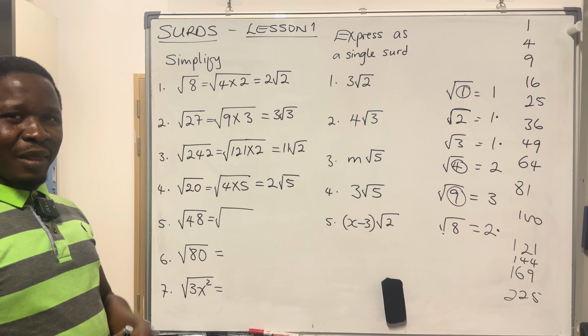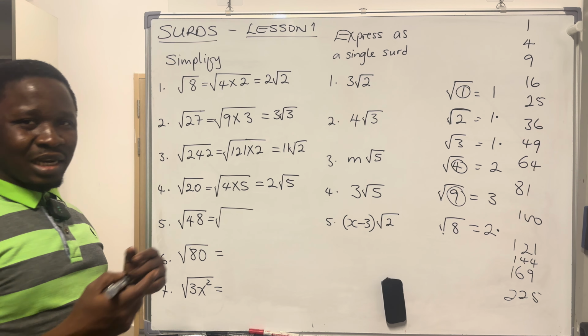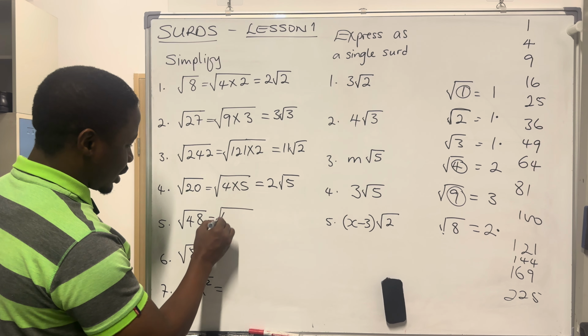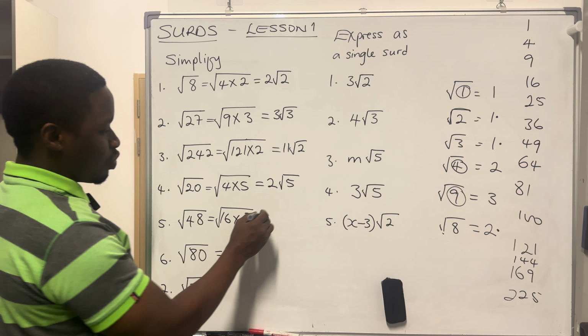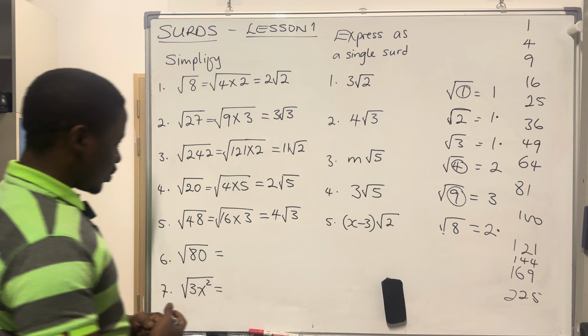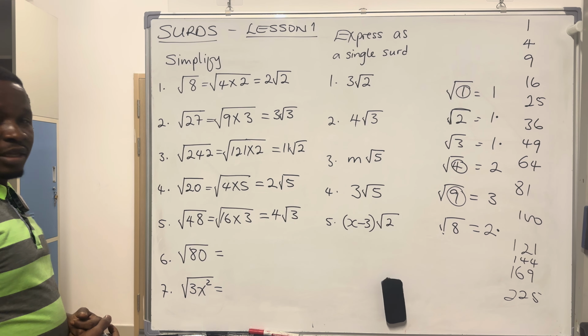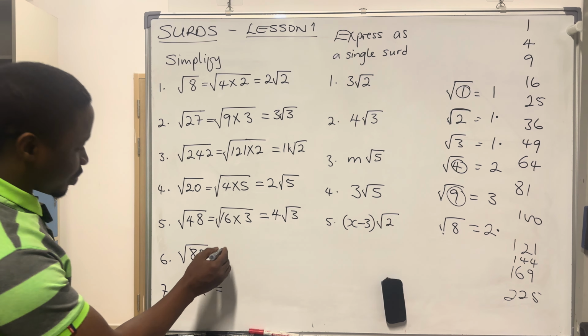We get 16. Is 16 a perfect square? Yes. Then you can say 16 and 3. So we say 16 times 3. What is the square root of 16? It is 4. We write it outside. So it remains root 3. Now 80. I want you to try 80 for me in the comment section and tell me what you have.